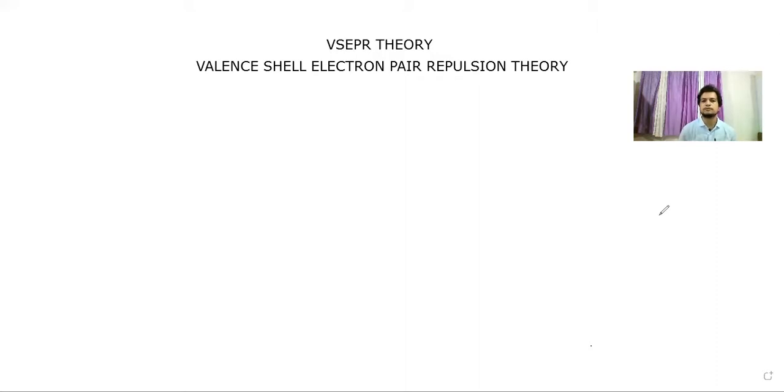Now, what is VSEPR? As you can see on the screen, it is nothing but valence shell electron pair repulsion theory. So you have various terms. First, valence shell. The outermost shell of an atom is known as the valence shell, right? All of us know that.